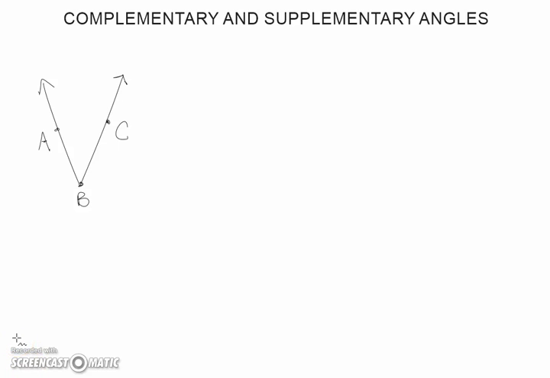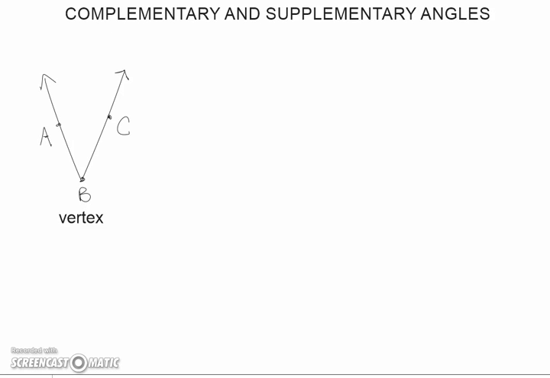Complementary and supplementary angles. Remember, angles are made up of two rays that share a vertex. Whoops, excuse that. That was a boo-boo. Point B is the vertex, is what I meant to say. Now what we're going to look at today are two things: complementary angles and supplementary angles.